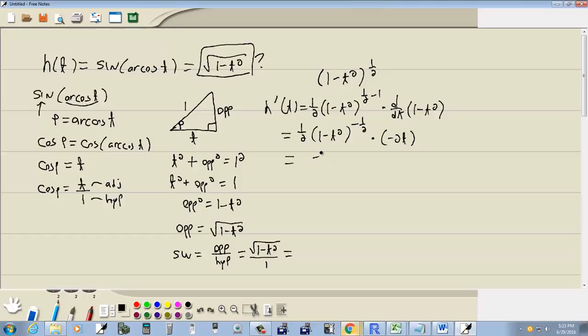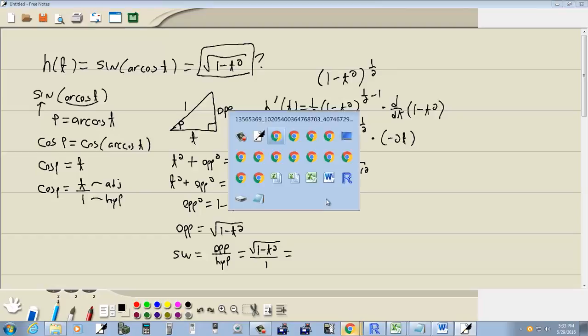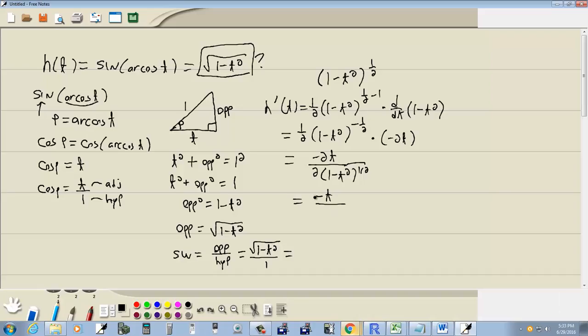Put this all into a single fraction. We got negative 2t up on top. This 2 is already in the denominator, so it stays there. And this negative power we take down here. So this becomes 1 minus t squared to the positive 1/2. 2's would cancel. We've got negative t over... Do they change that back to square root? Yeah, they do. Put this back into square root form, and that's the square root of 1 minus t squared. And that would be our answer.